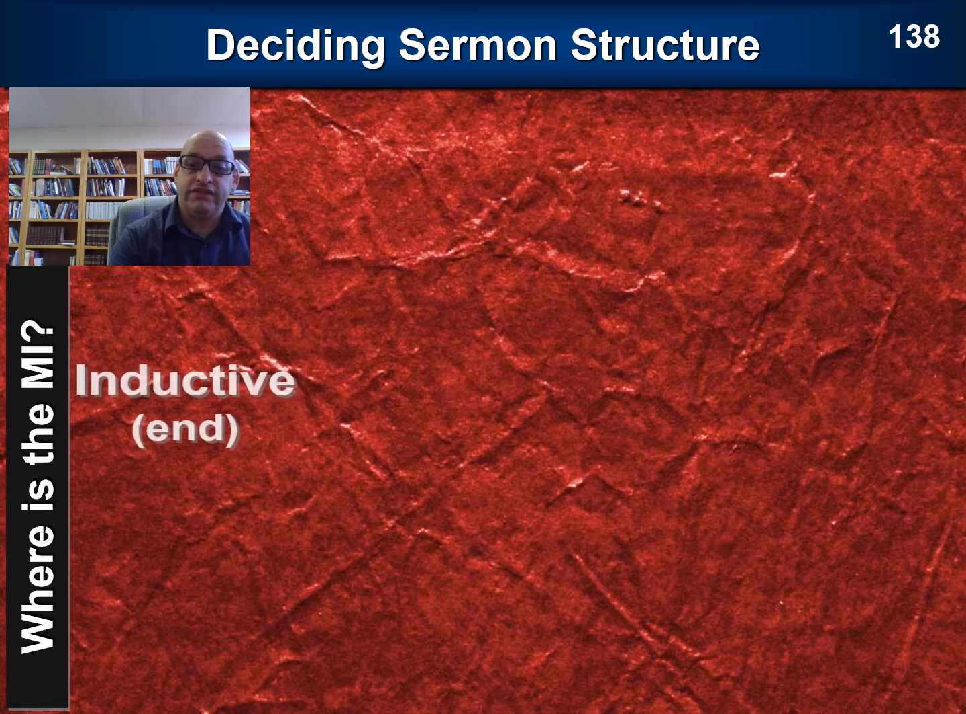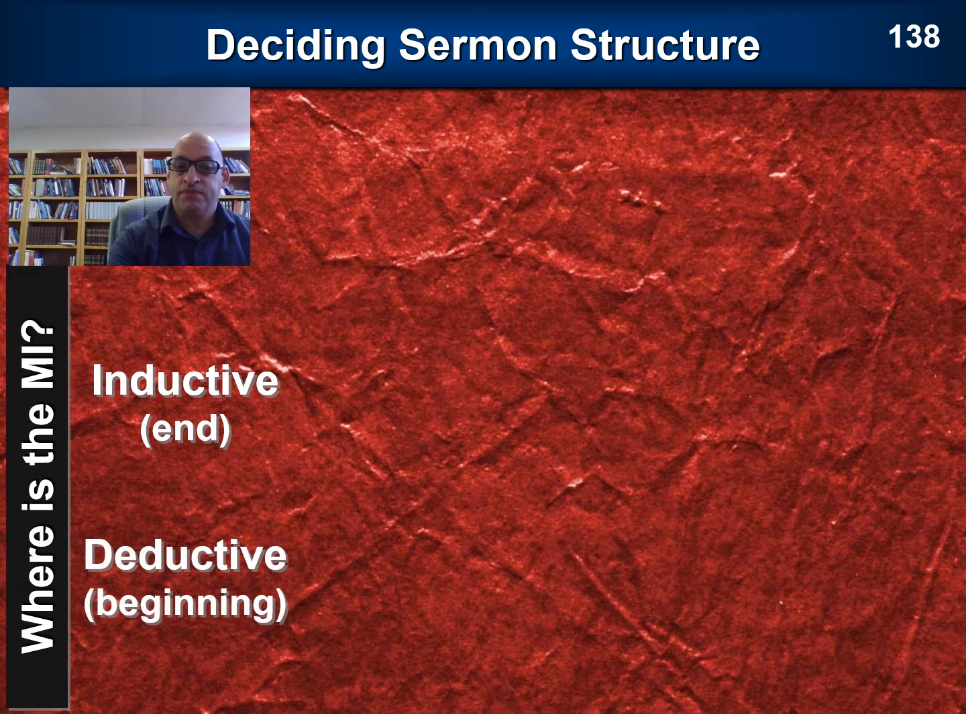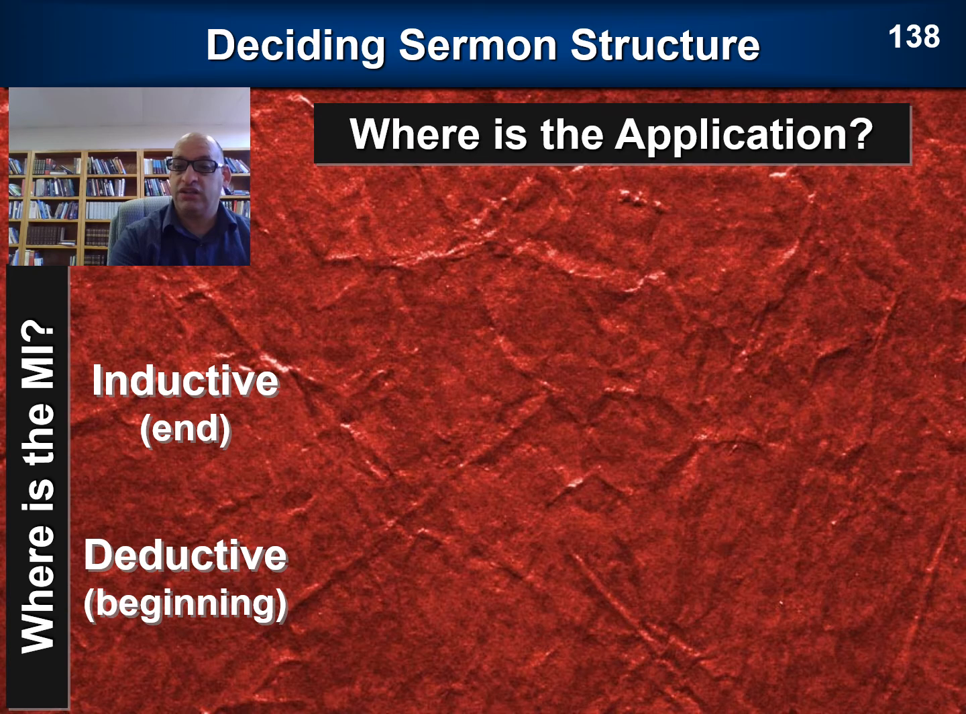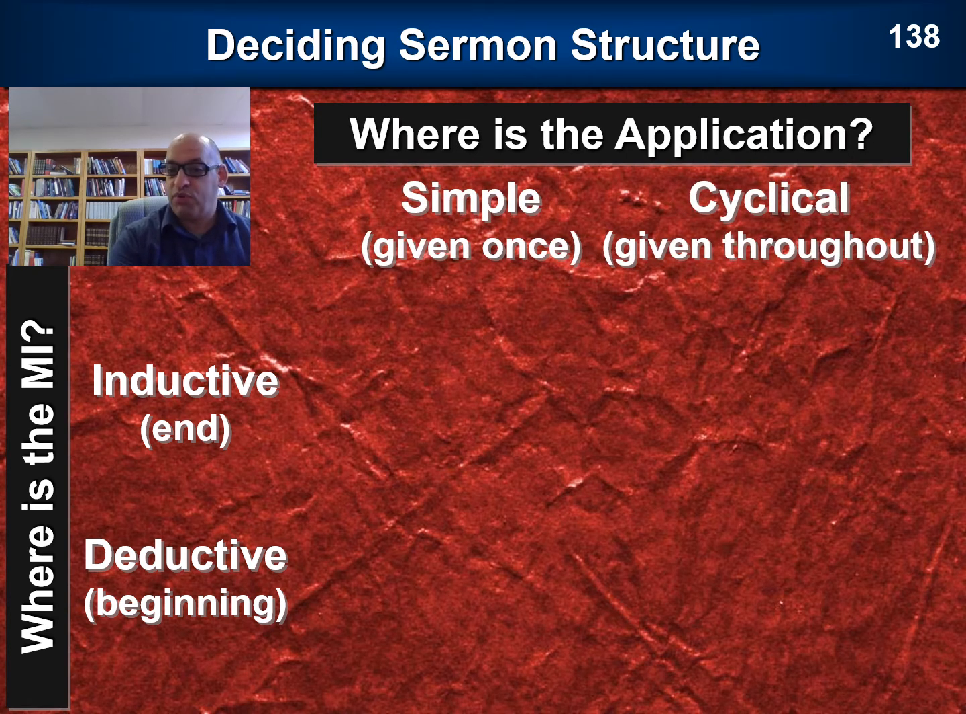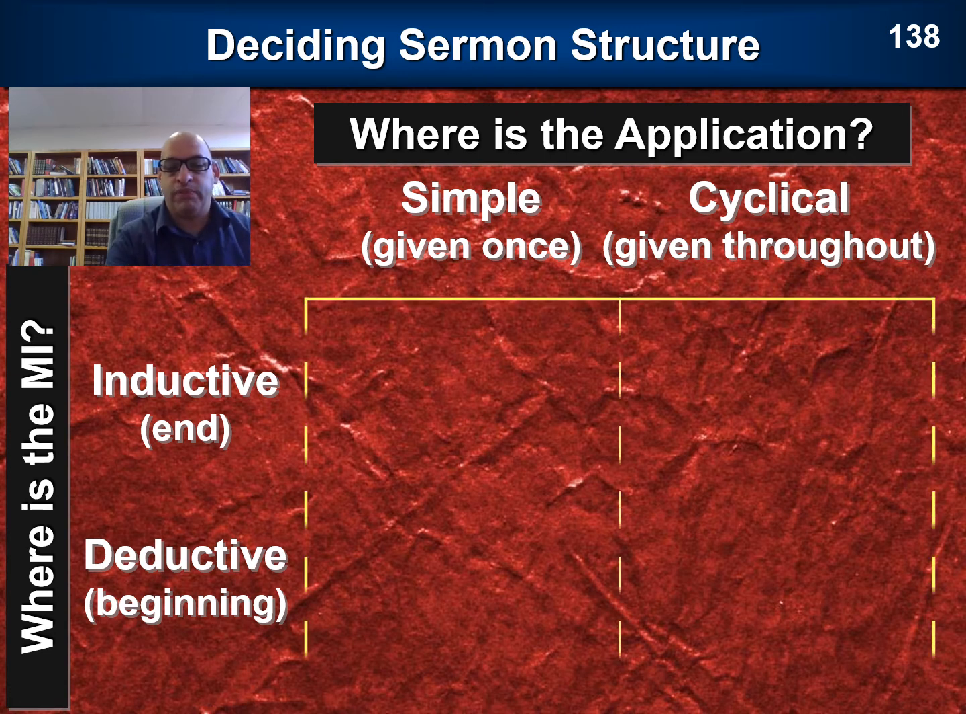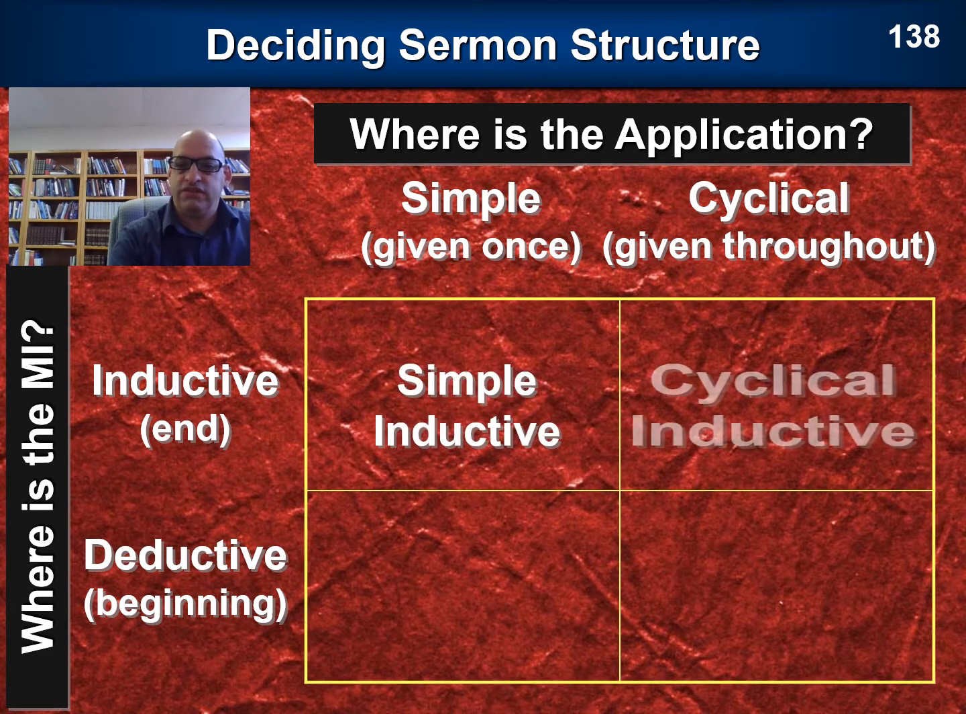Well, let me say this, that as we think about the inductive process, it's the end result, but where is the main idea? Well, inductive, again, is at the end. Deductive is at the beginning. And then when we think about application, we're thinking about simple ones that we give at once. If it's cyclical, it's cycles. So we think in cycles and spots along the way that we're repeating. And so this is the way it goes.